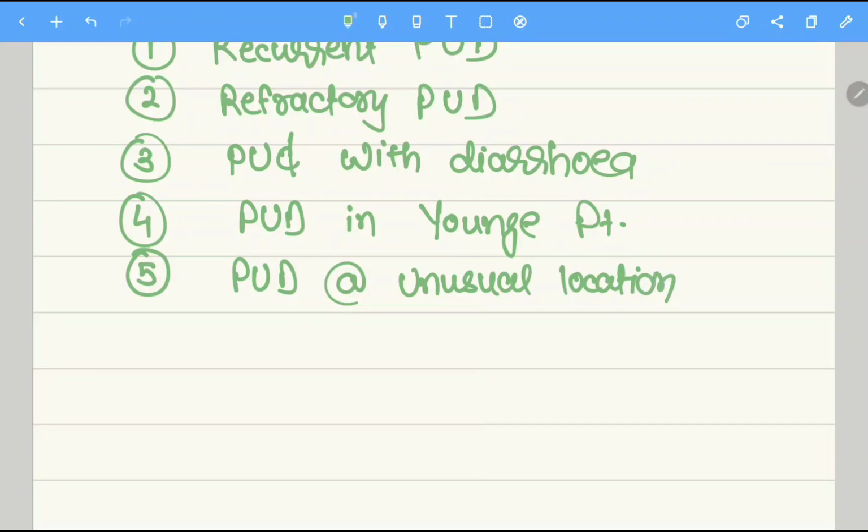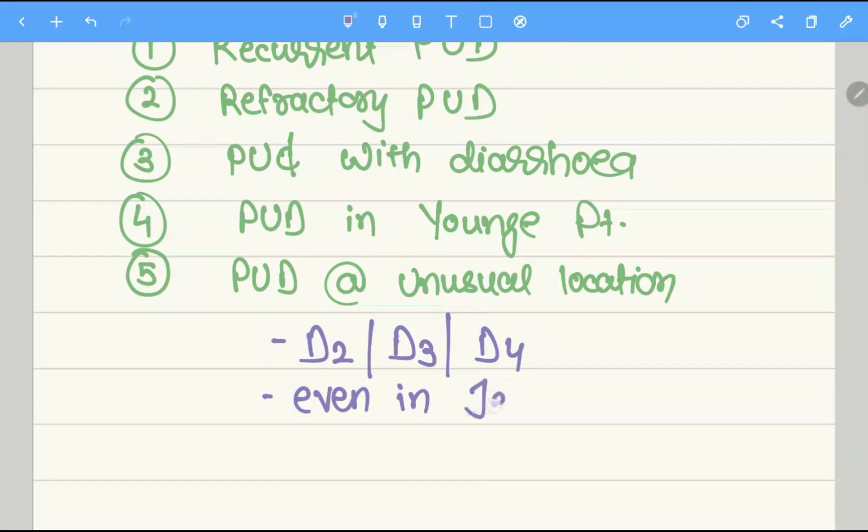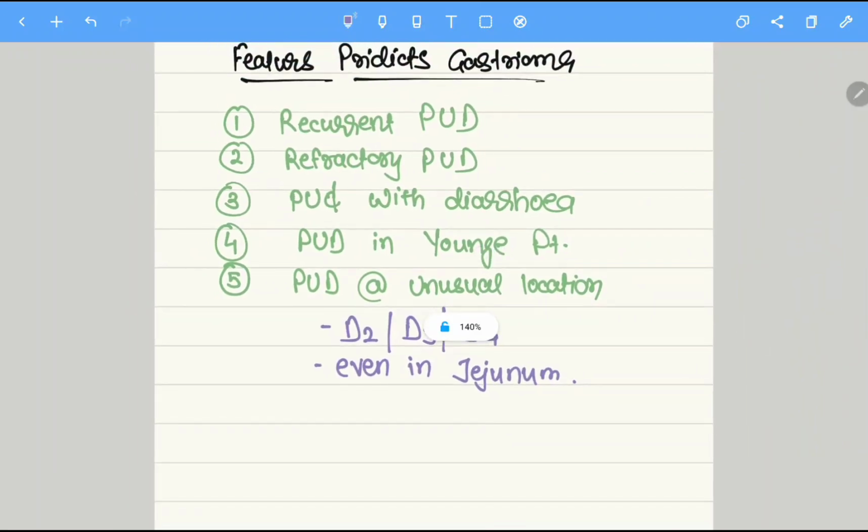Unusual location means, what do I mean with this unusual location? Normally peptic ulcers are present in the first part of duodenum or in the distal part of the stomach. But here peptic ulcer can be seen at D2, second part of duodenum, third part of duodenum, fourth part of duodenum, or even in the jejunum also. Yes, in jejunum also peptic ulcers can be seen.